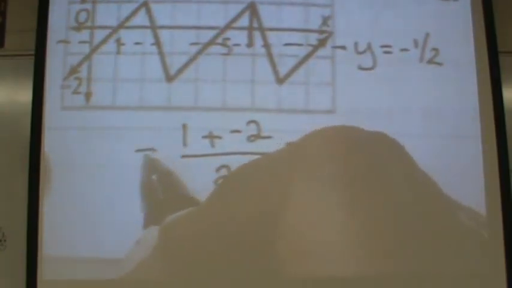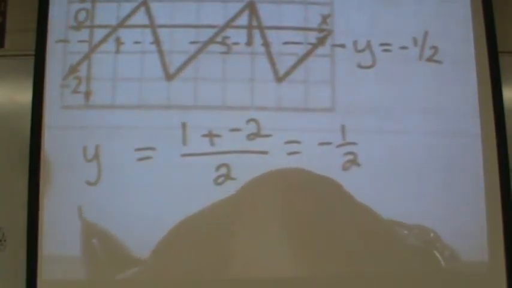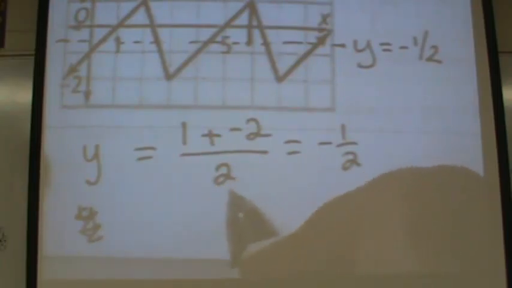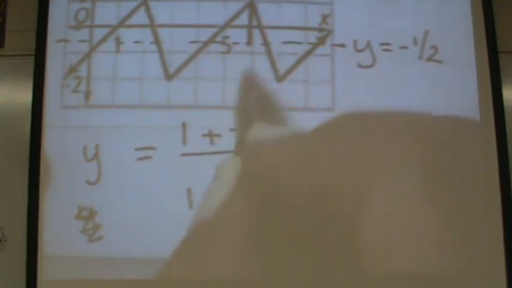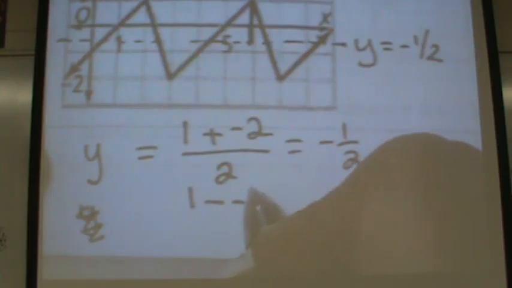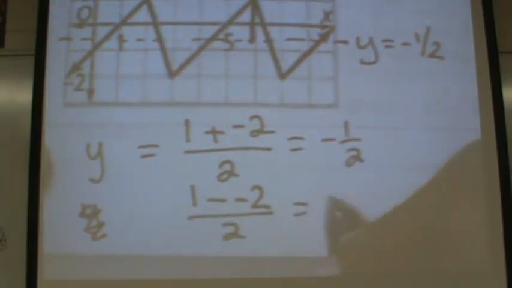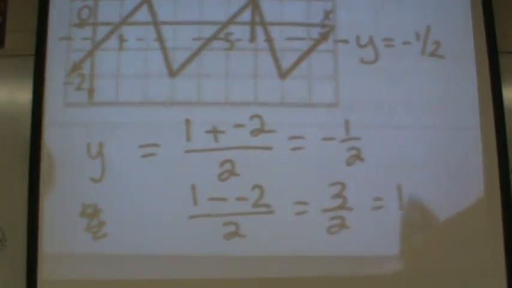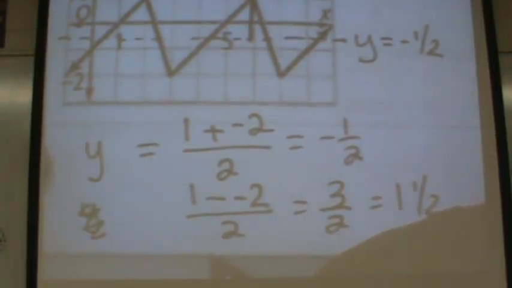So from -1/2, you have to go to the highest point. Yes, exactly. So from here to here, you can count the number of units. How many units is it from here to here, you guys? 1.5. The amplitude is 1.5. Now, what if I wanted to do it mathematically? You do 1 minus -2 over 2. So it would be 3/2, which is 1.5. You get it? It's easy, right?